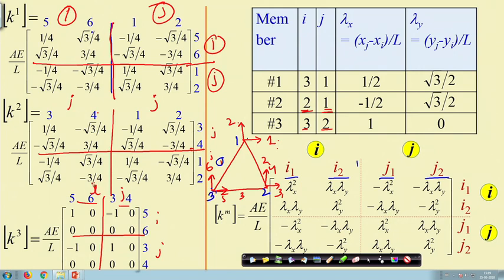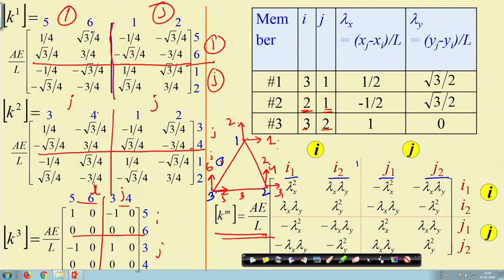So once we have this expression, getting the stiffness matrix for different members is very straightforward. We first define what i and j are for different members, and from that calculate lambda x and lambda y, and substitute lambda x and lambda y, and area, length and Young's modulus for different members in this expression to get the stiffness matrix for all the members.